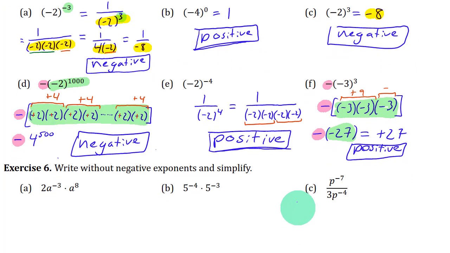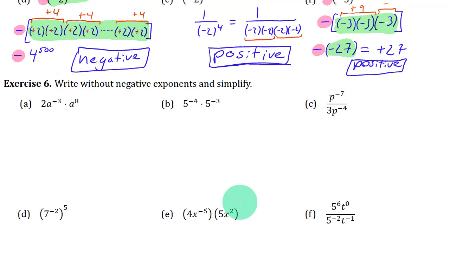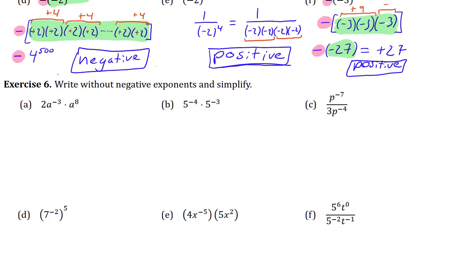Okay, so that's that one. Let's look at exercise 6. This is just getting a lot of practice. And getting lots of practice with this kind of thing is super important because we're going to be using these exponent rules and this definition of negative exponents throughout most of the rest of the class. So the more practice you get with it, the better.